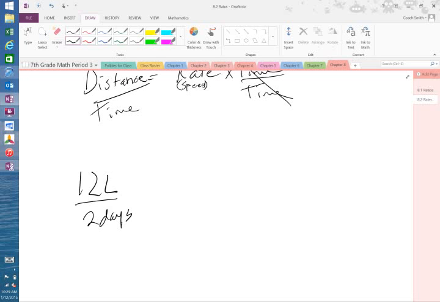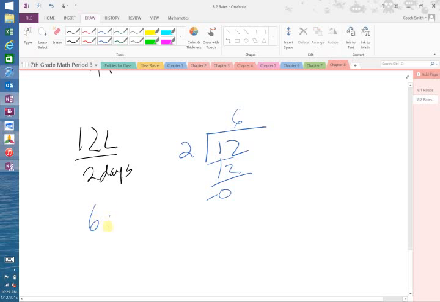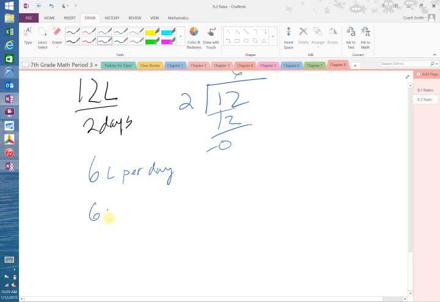Okay, so to figure the unit rate, you're simply going to divide 2 into 12. Now, obviously, you don't have to show the division on this. Most of you obviously can do this in your head. 2 into 12 goes 6 times, which would be 12, remainder 0. And so that gives me 6 liters per day. The other way that they're going to express this is 6 liters over 1 day. Either of these would be a correct answer.